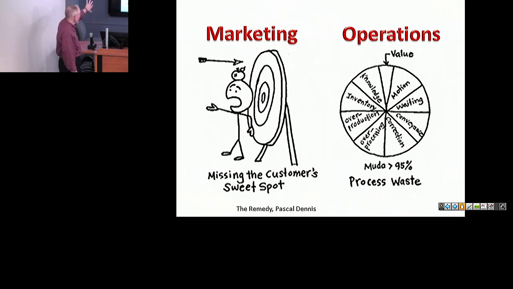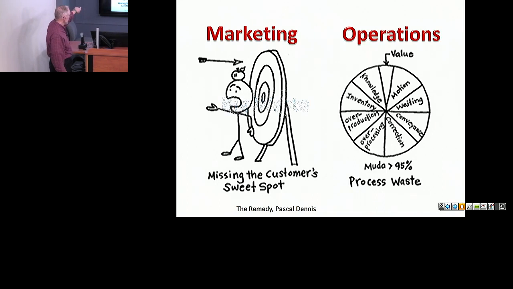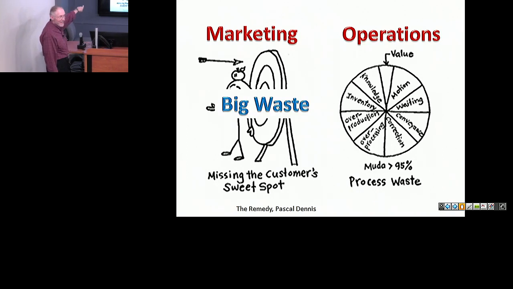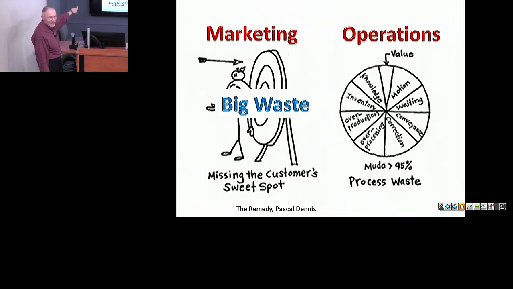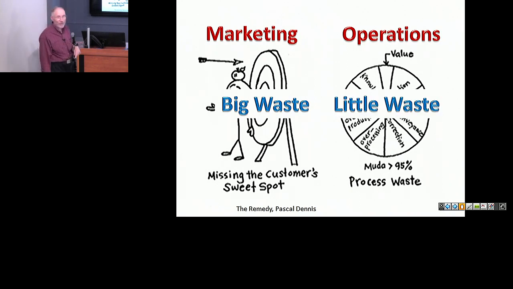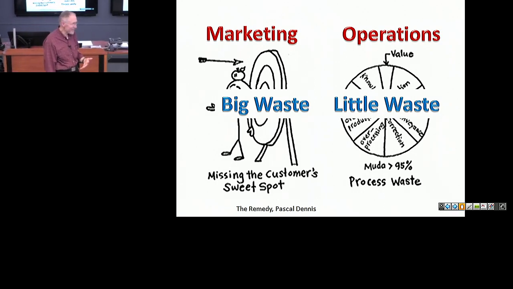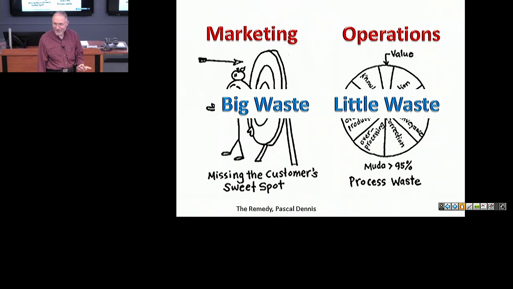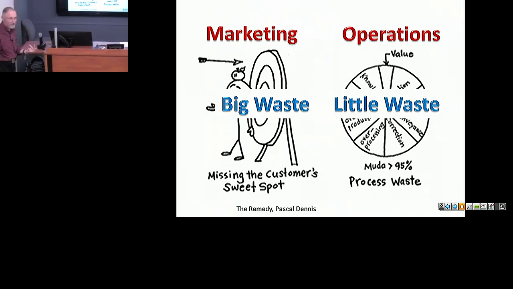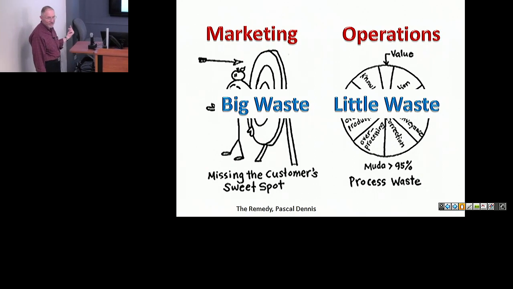Big waste is not providing the value to the client, right? Little waste is how we go about providing that value. We could be terribly efficient at providing the value, but if it's the wrong value or it's missing value, then that's big waste. Right? So marketing is about big waste. Client value is about big waste.